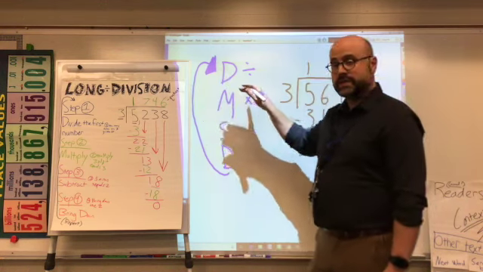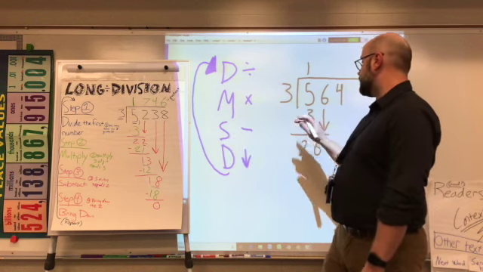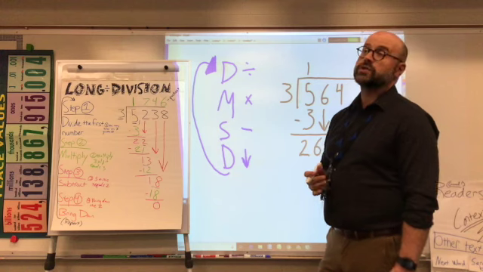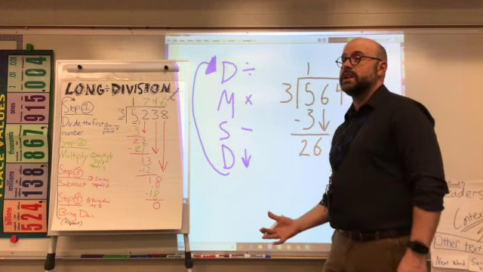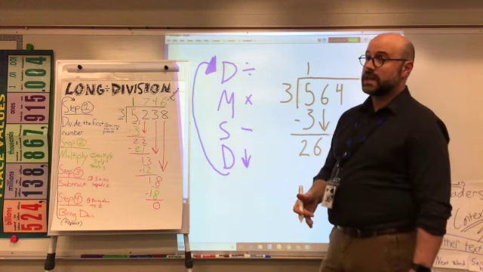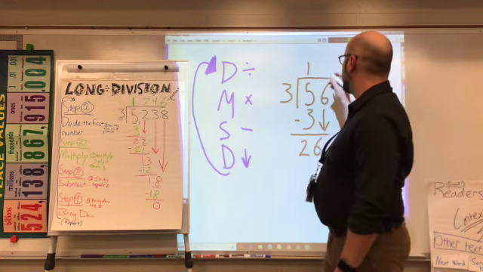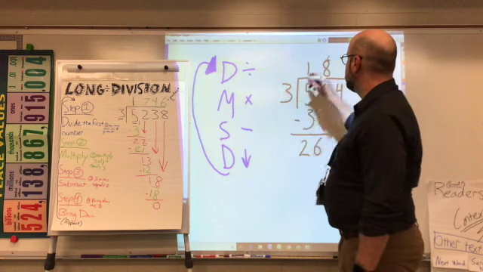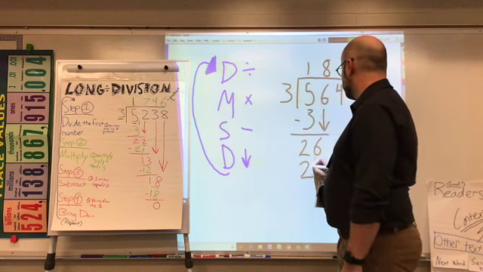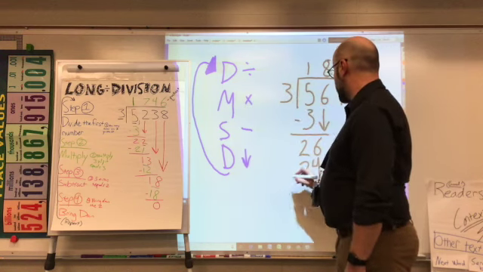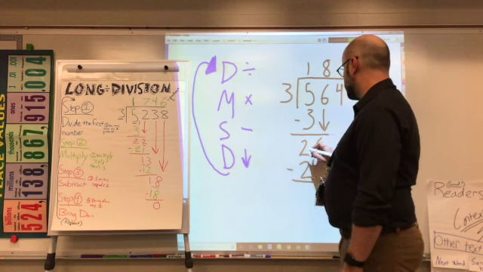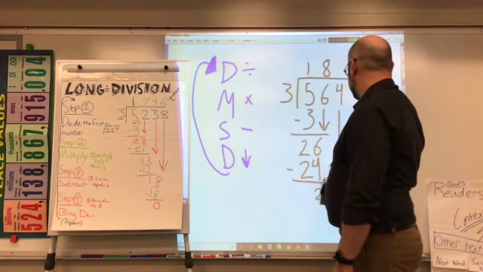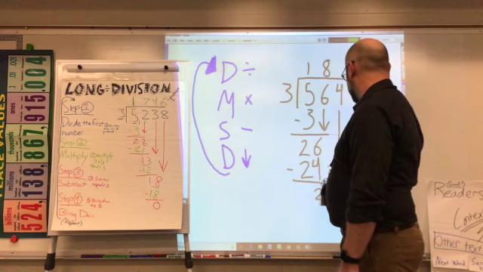Repeat the process. How many times can 3 go into 26? Well, I know 3 times 9 is 27. That's 1 too many. So I need to go 3 times 8, which would be 24. So I'll put the 8 up here. Multiply. 3 times 8 is 24. Subtract. 26 minus 24 is 2. Drop the 4.